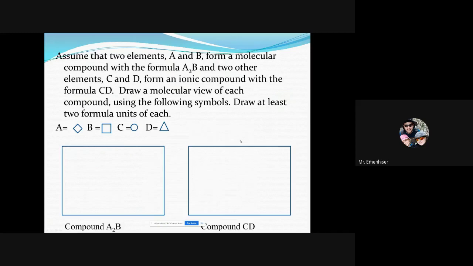Assume that two elements, A and B, form a molecular compound with the formula A2B, and two other elements, C and D, form an ionic compound with the formula CD. Draw a molecular view of each compound using the following symbols. Draw at least two formula units for each. So I'll let you guys do this in class, okay?